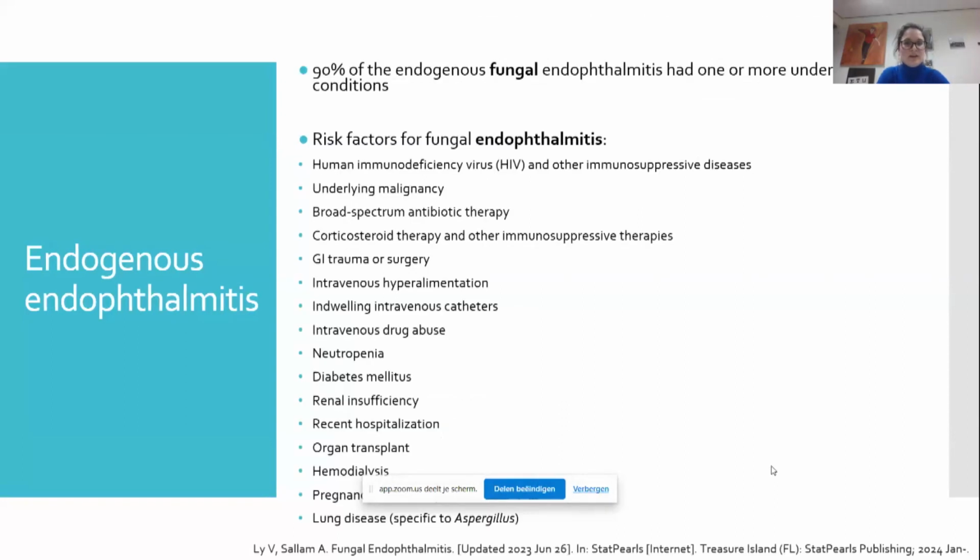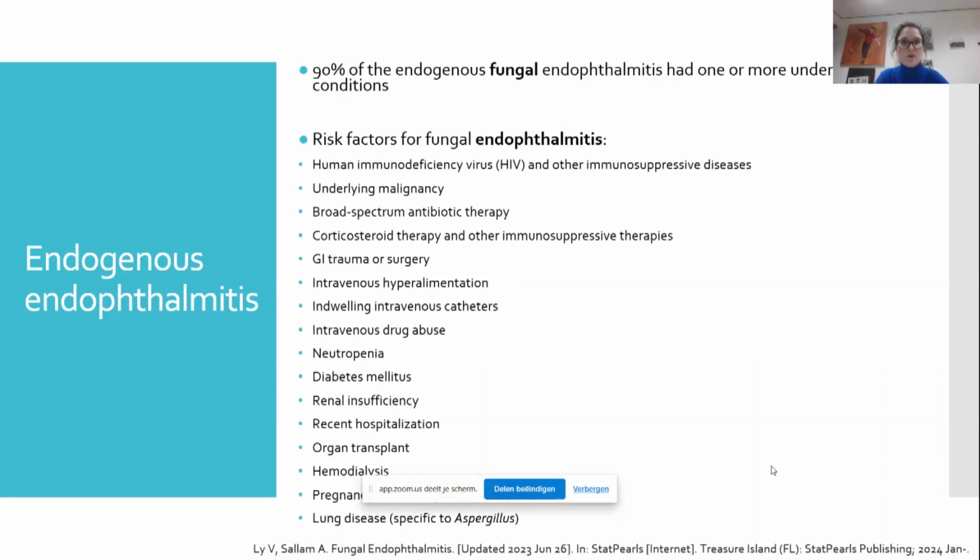This is another study, and it's also a long list, but to summarize, there are many reasons that a patient can be vulnerable and immune compromised, depending on their systemic health status.